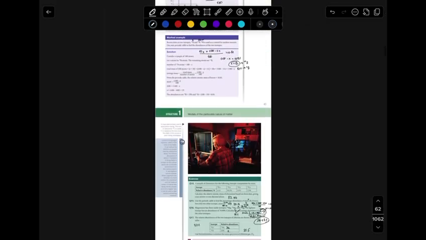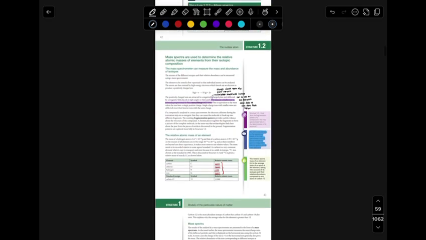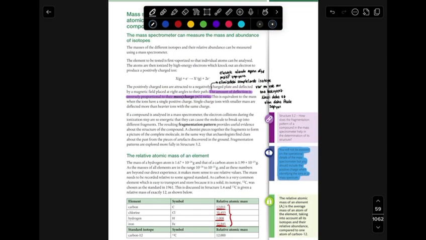So the last topic is the mass spectrometer. To determine the isotopic masses and abundances, scientists use mass spectrometry. A mass spectrometer works in several steps. First is ionization, where atoms are converted into positive ions, and then these positive ions are accelerated by an electric field, and then these ions pass through a magnetic field.